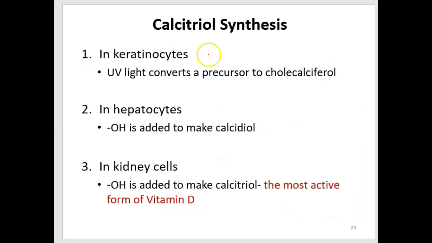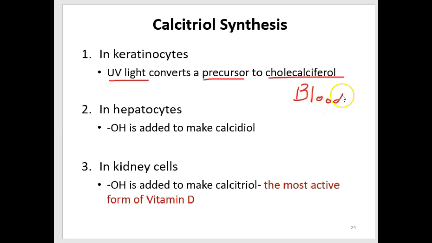So let's look at how calcitriol is made, because you've also heard probably that you need sunlight to make vitamin D. And it's true, you do. In your skin, there is a precursor to this chemical called cholecalciferol. But UV light converts the precursor to cholecalciferol. Now that's floating around in the blood. Okay, so it's released into the blood.